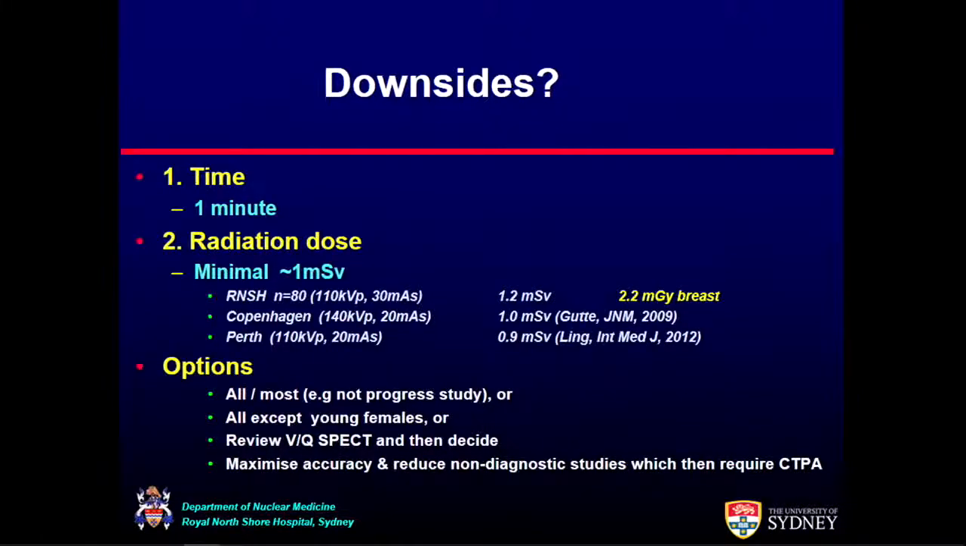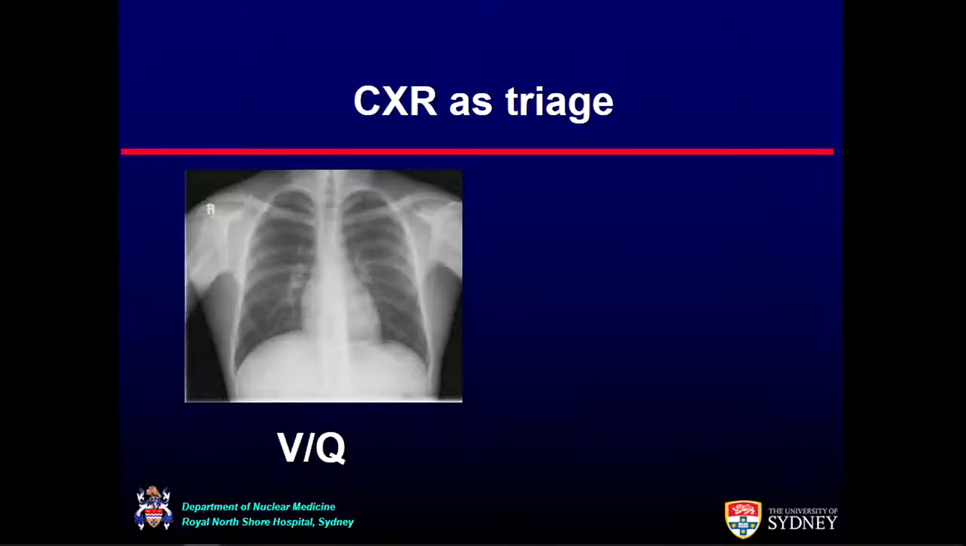One philosophical thing I would say is that I think it really is in our interest to try and maximise the accuracy of the study. Because if you put out an intermediate report or an inconclusive report, that patient is going to go down the corridor and have a diagnostic CTPA. So it's another radiation test, which if possible we should be trying to avoid.